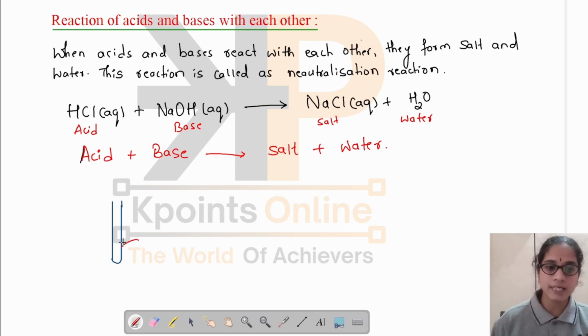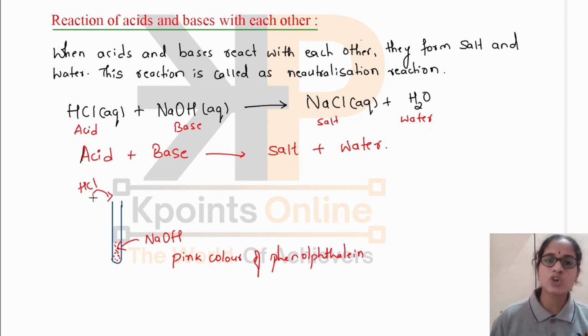This is a test tube containing sodium hydroxide. What we have to do is make the reaction of acid and base. I am going to add HCl to it. Before adding hydrochloric acid, check the color of sodium hydroxide with phenolphthalein indicator. How does it look? It looks pink in color. When you add the phenolphthalein indicator solution to sodium hydroxide, it turns pink because it is a base.